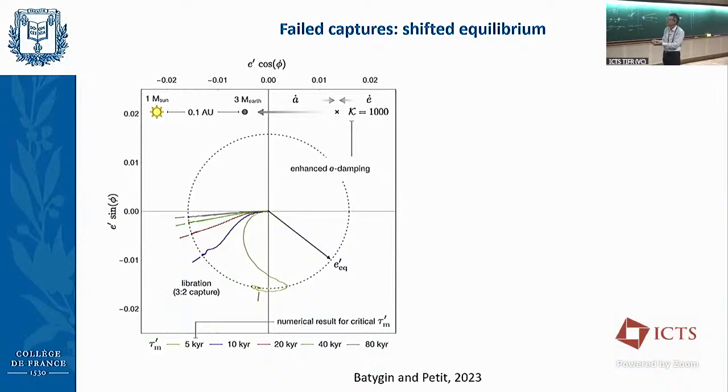So that means that if you migrate even faster than this, you cannot be trapped in resonance. This is your limit.